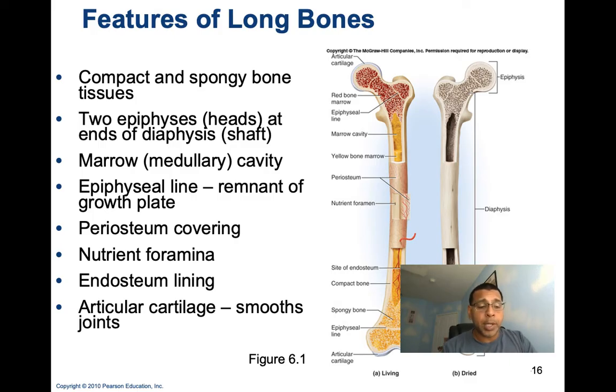Here we can also appreciate the epiphyseal line. The epiphyseal line is also known as a metaphysis. It's found in adults, and it's located between the diaphysis and the epiphyses. And what it is, it's a remnant of the epiphyseal plate.